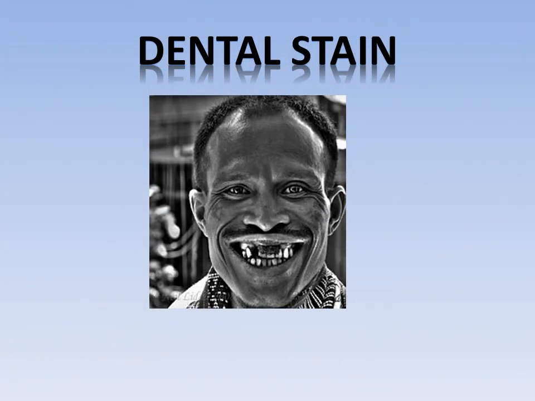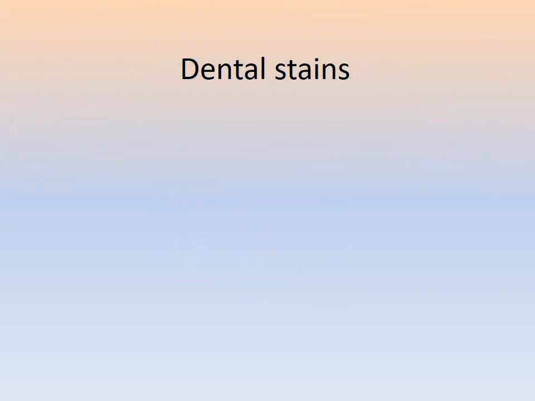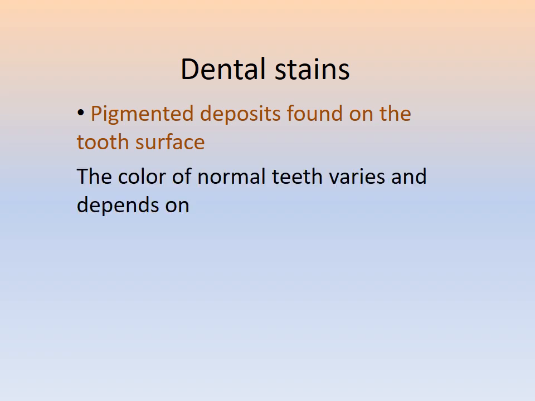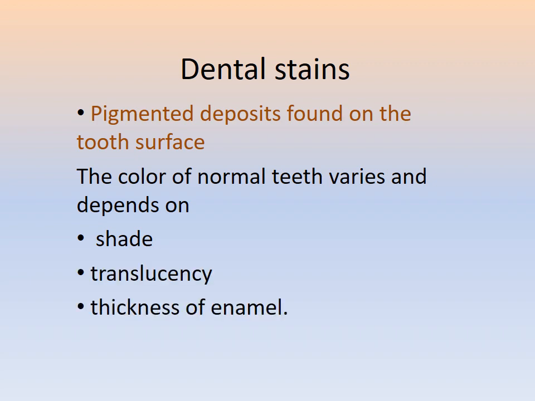Dental stain. These are pigmented deposits found on the tooth surface. The color of normal teeth varies and depends on many factors. They depend on shade, translucency, and thickness of enamel.